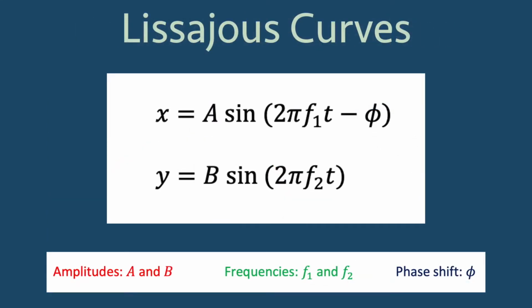A curve that is closely related to an ellipse is a Lissajous curve, which we briefly saw in the video on frequency beats. Lissajous curves have the following parametric equations: x equal a sine of 2 pi f1 t minus phi, and y equal b sine of 2 pi f2 t. With these equations, we see that x and y have different amplitudes, a and b, different frequencies, f1 and f2, and x has a phase shift, phi. Each of these are constants, which means the only parameter is t, which stands for time.